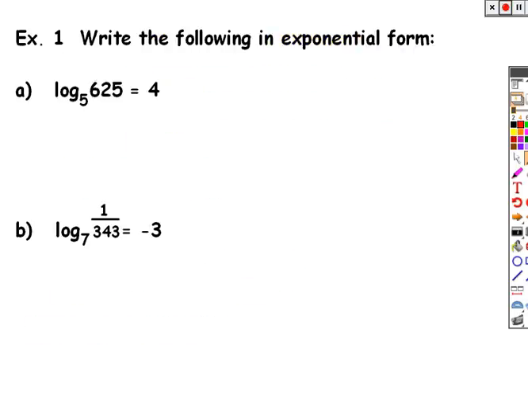So let's look at an example. Write the following in exponential form. So exponential form, I want a base with an exponent. Well, if I see log base 5 of 625 equals 4, this means my base is 5. What is a logarithm? Well, a logarithm is an exponent. So the 4 is my exponent, and 5 to the 4th should equal my argument, which is 625. So pause the video, give the second one a try, write that in exponential form.